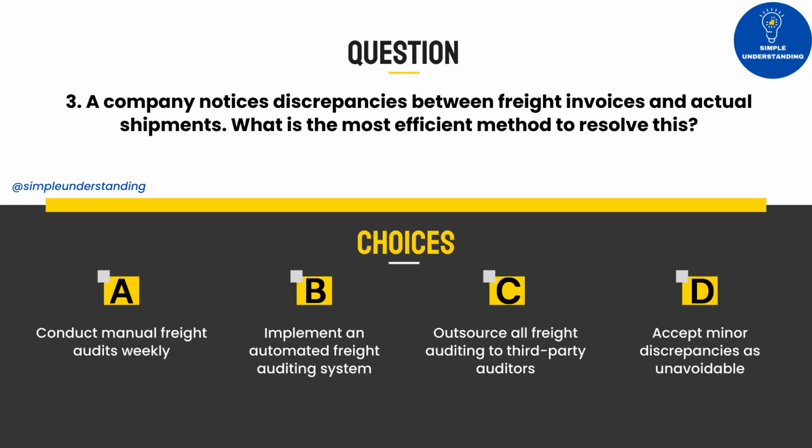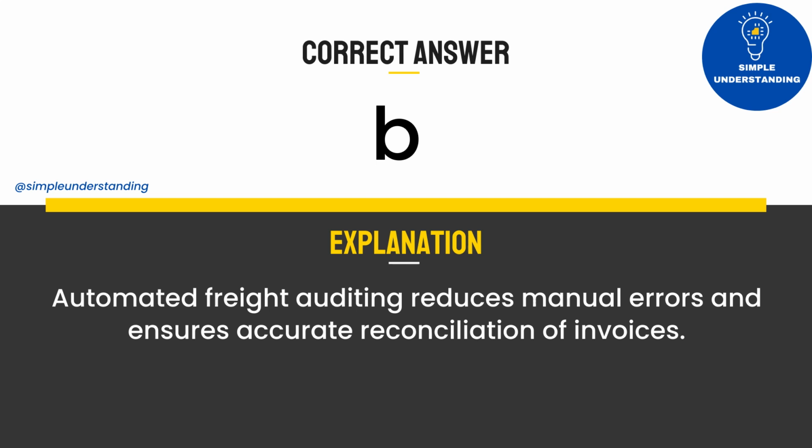3. A company notices discrepancies between freight invoices and actual shipments. What is the most efficient method to resolve this? A. Conduct manual freight audits weekly. B. Implement an automated freight auditing system. C. Outsource all freight auditing to third-party auditors. D. Accept minor discrepancies as unavoidable. Correct answer, B. Explanation. Automated freight auditing reduces manual errors and ensures accurate reconciliation of invoices.